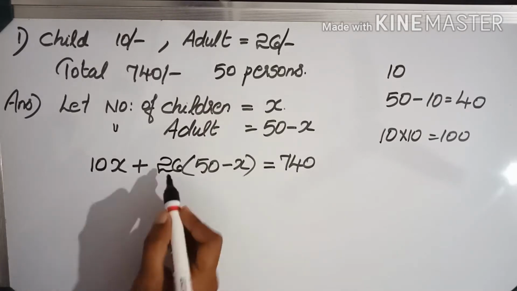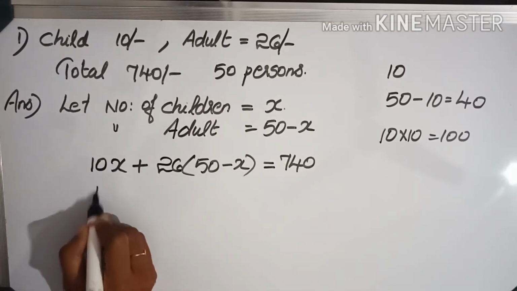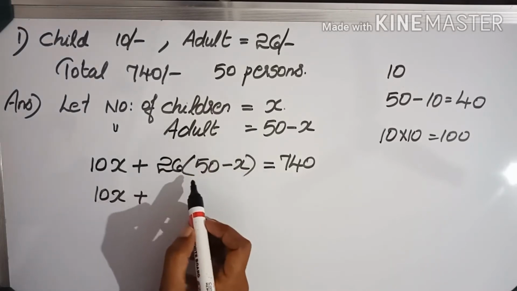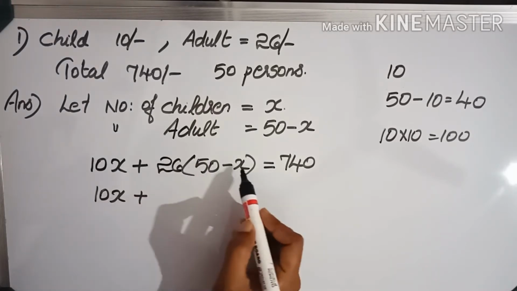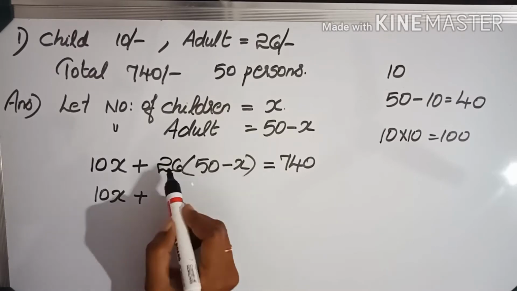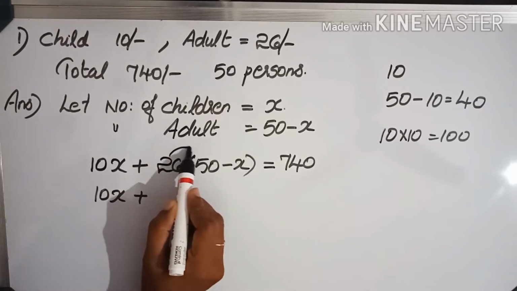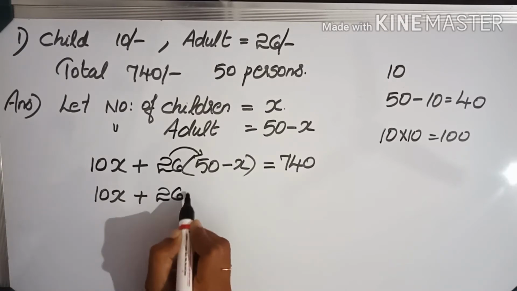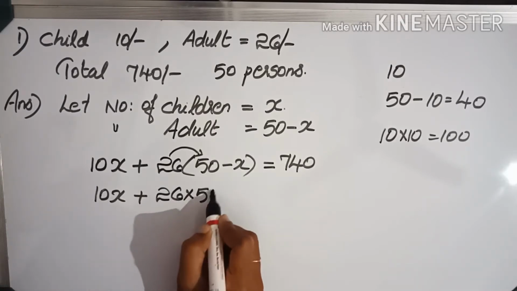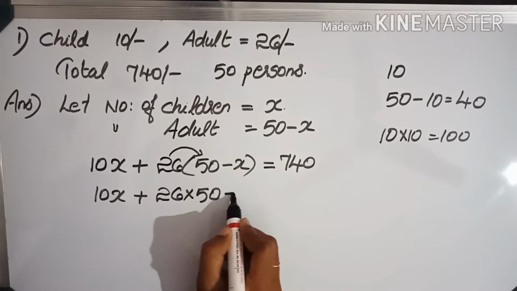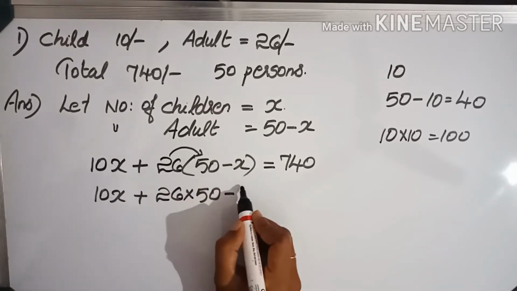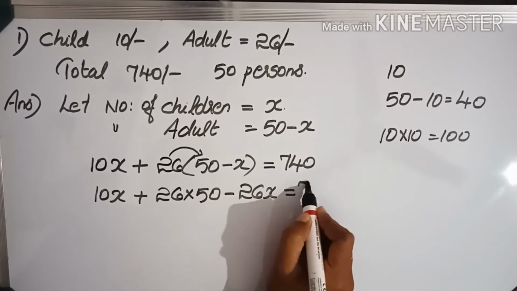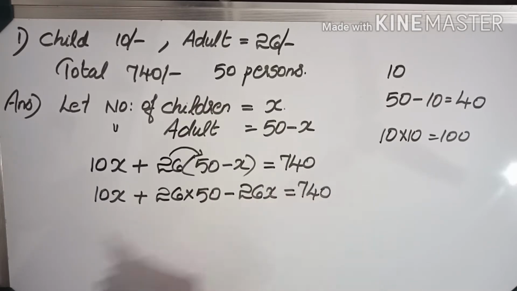So for that, let's open the bracket first. Here 10x plus, when you open the bracket, I told you to multiply each and every term inside the bracket with the number outside. That is 26 into 50 first. So 26 into 50, minus, so put the minus sign, 26 into x is 26x, equal to 740.